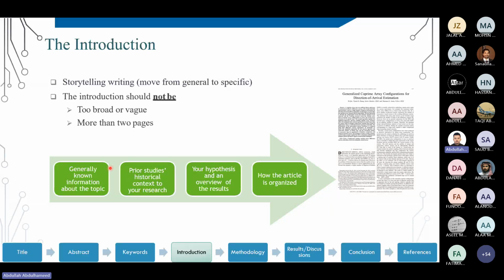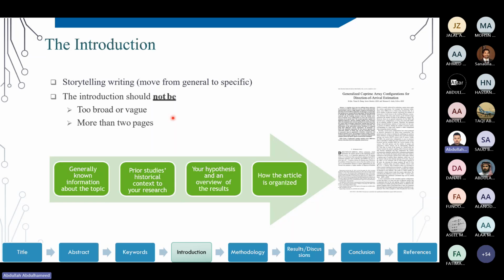Now we are moving to one of the IMRaD elements, which is the introduction. Guys, I need you to focus more. The introduction is basically, this is my definition, storytelling writing. One of the biggest mistakes students usually make when they write an introduction is that things are mixed together with no coherence. They start writing about something and then suddenly jump to another thing and then go back to the first thing.